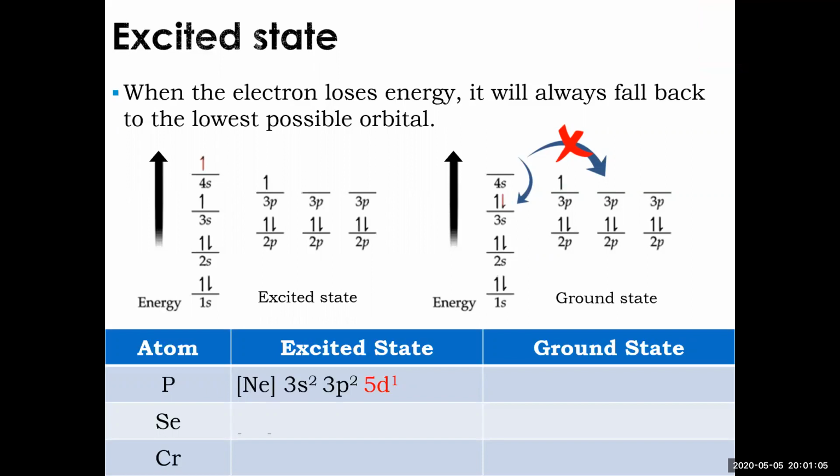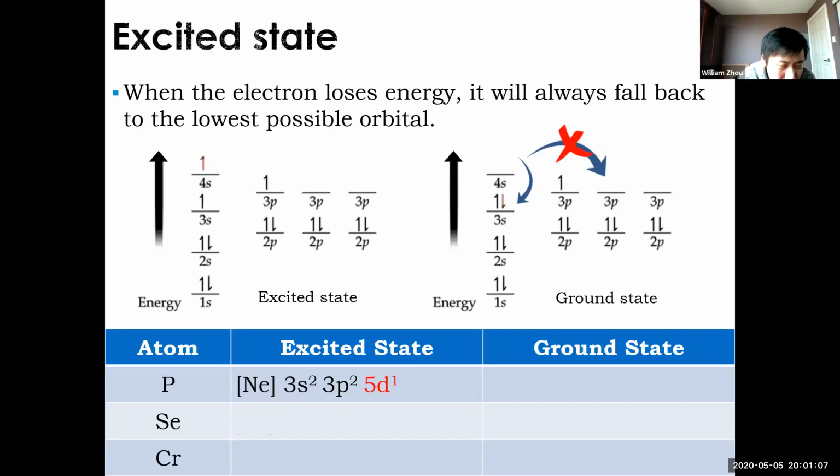The 3p, right? There's only 2 electrons in the 3p. I mean, there's still room for more. That is the lowest one. 3d, 4d, 4s, you can fall back to those, yes, but that's not the lowest one. So to get the ground state, it falls back to 3p3.